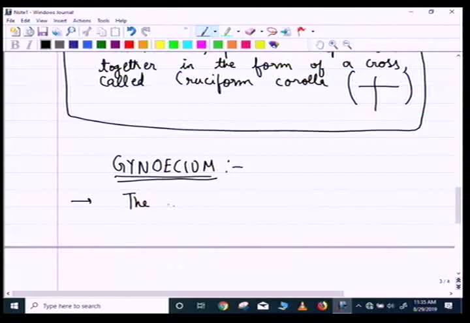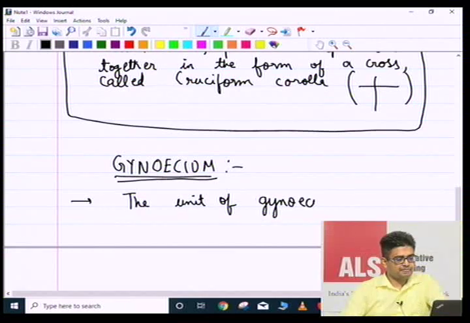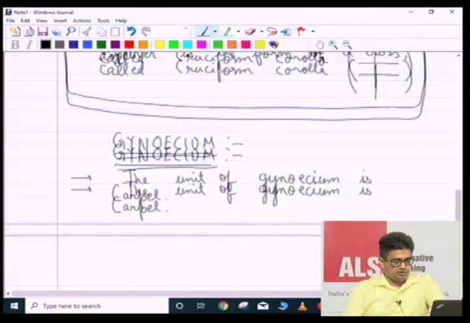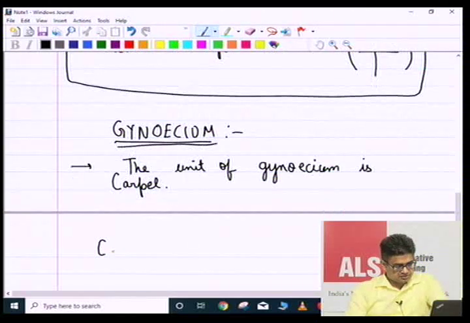So what you will write here? Unit of gynoecium. And what is carpel composed of? What is carpel composed of? Anybody? Or what is carpel the modification of? Carpel is a modification of the leaf. Okay, just telling you this. The unit of gynoecium is carpel. It is believed that leaf is modified into carpel. Okay, all right. And carpel has three parts.